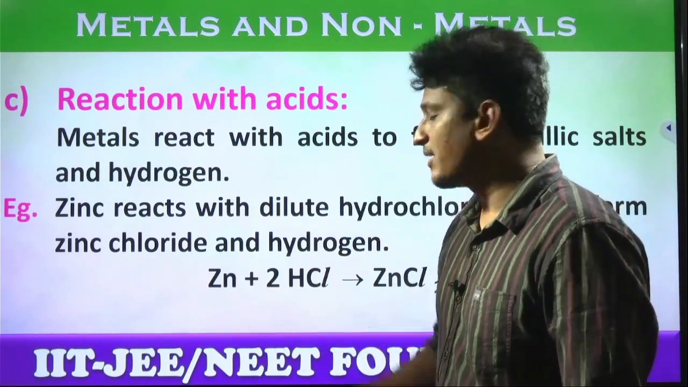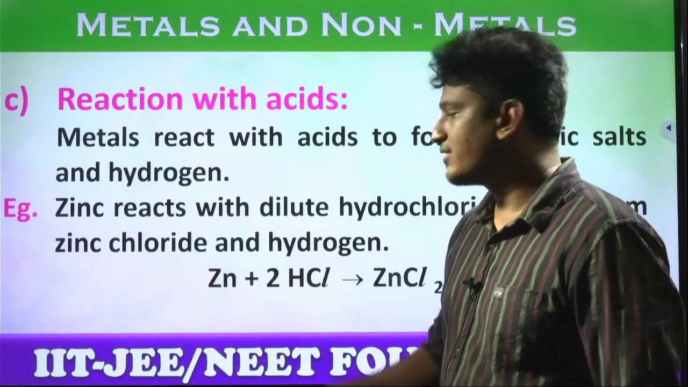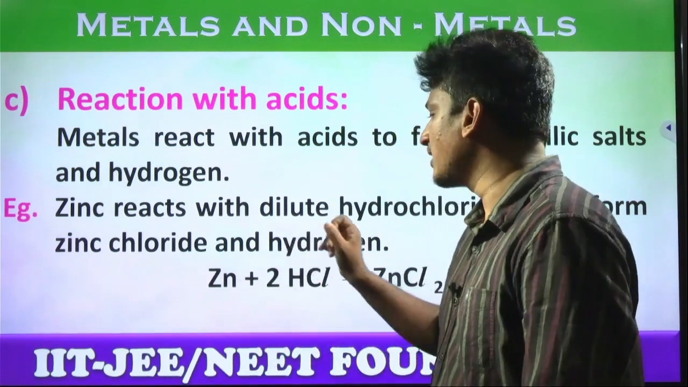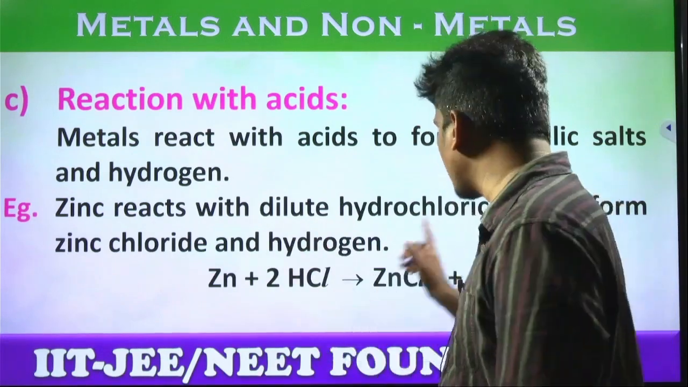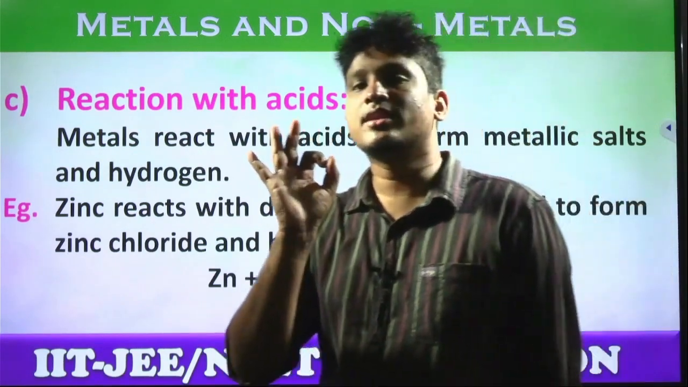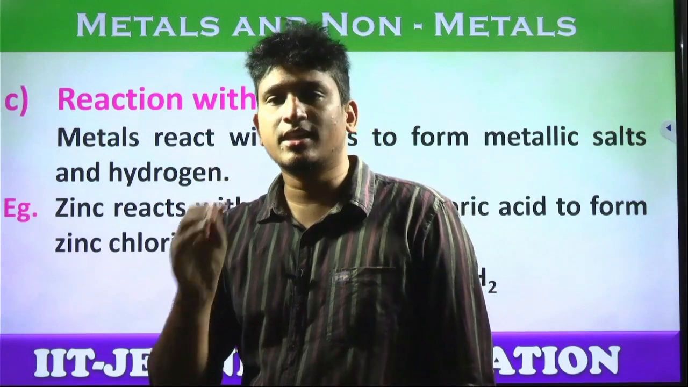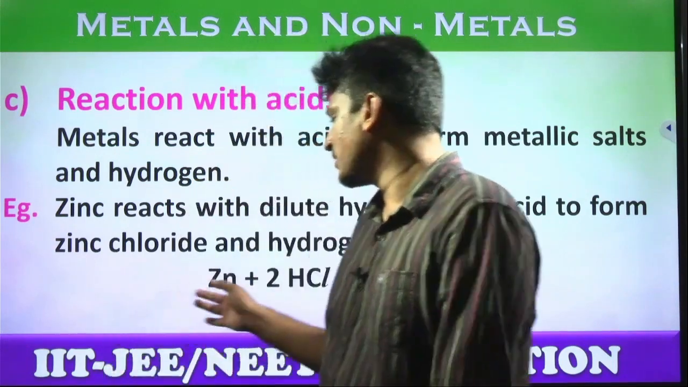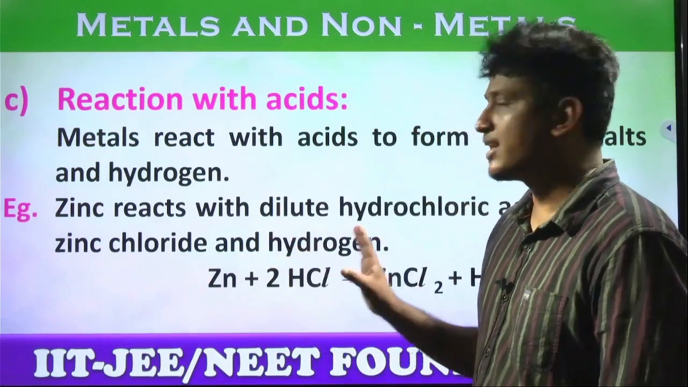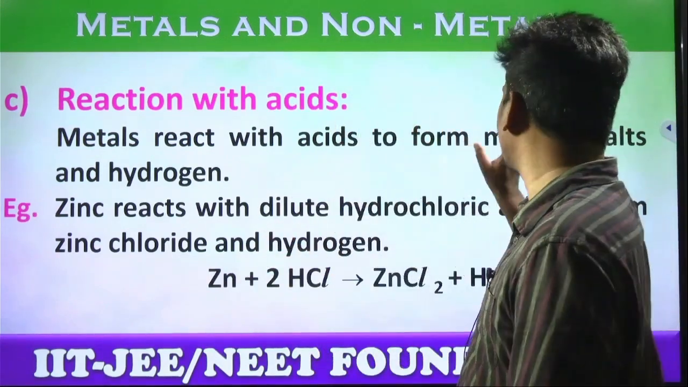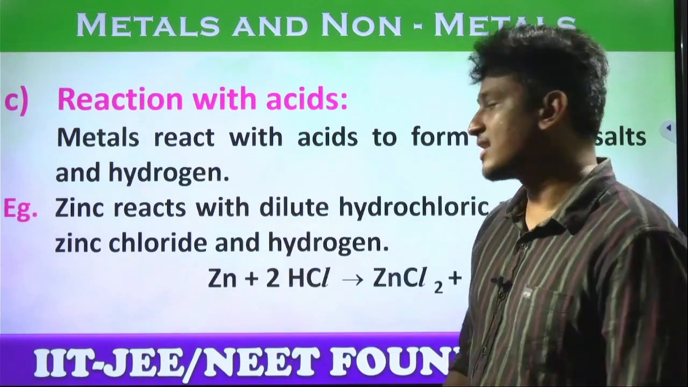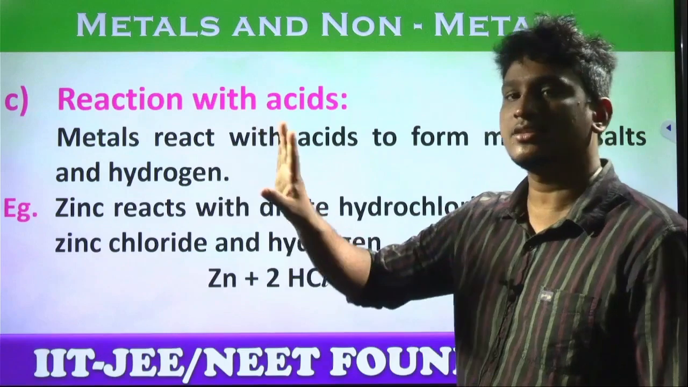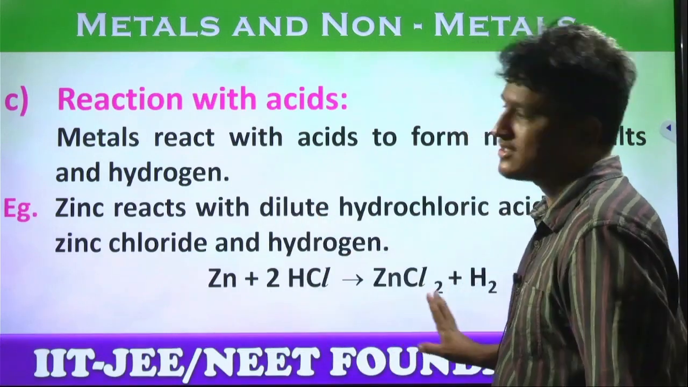Yes or no? If it is magnesium, we'll get MgCl2. If it is sodium, we'll get NaCl. The salt depends upon the type of metal and the type of acid. But ultimately, what is the common thing? Hydrogen gas will be released. Hydrogen gas is released when metals react with water as well as with acids. This reaction comes under displacement reaction. Understood, students? Metals react with acids to form metallic salts as well as hydrogen gas. Simply, zinc is more reactive than hydrogen, so it displaces hydrogen from HCl and forms ZnCl2 plus H2.